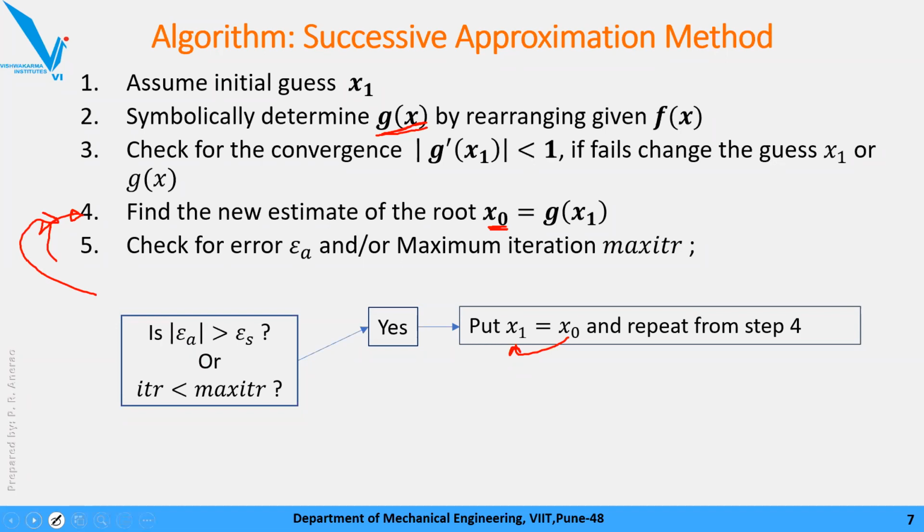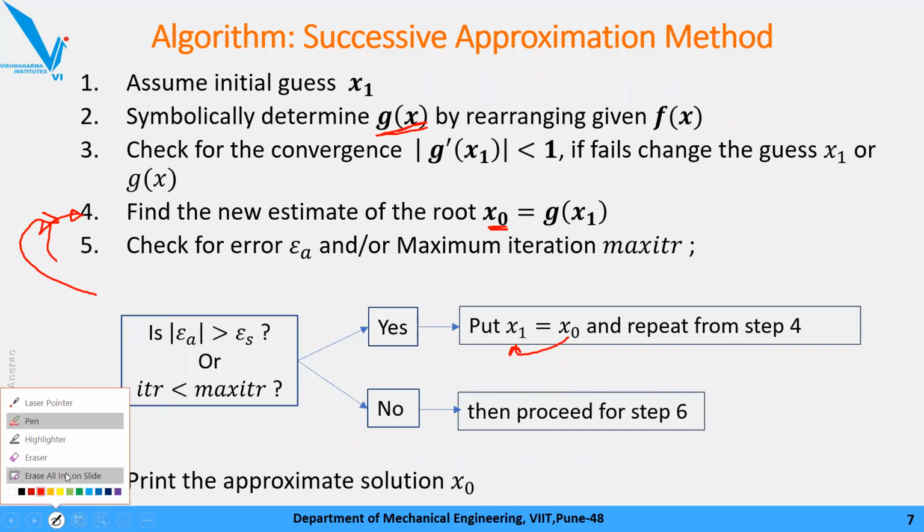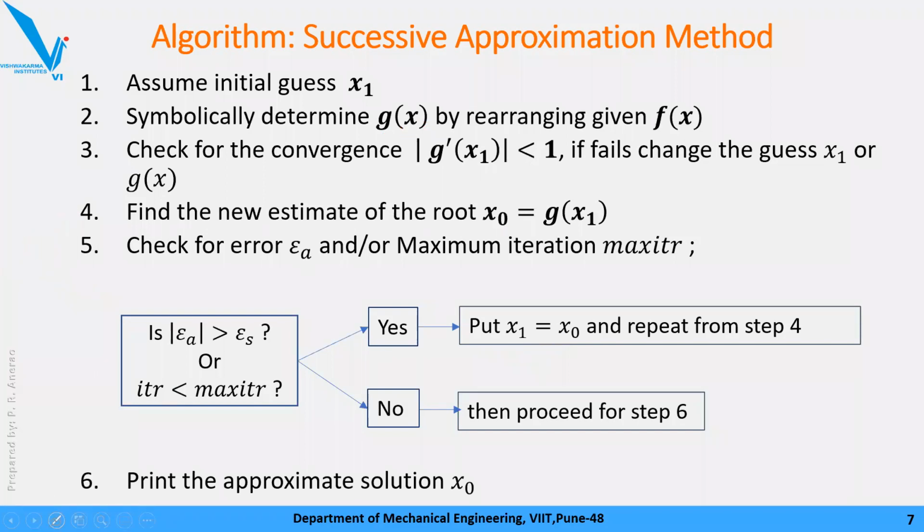Somehow after some time our calculated error will be less than the prescribed error, meaning we got the error accuracy 0.0000 some value. Then we have to stop the calculation and print the answer. That's it. So this is your algorithm. Take a minute to take a screenshot, capture this image.